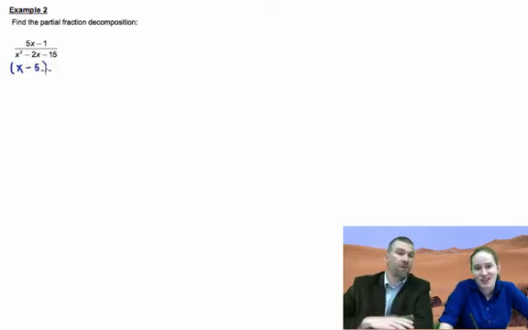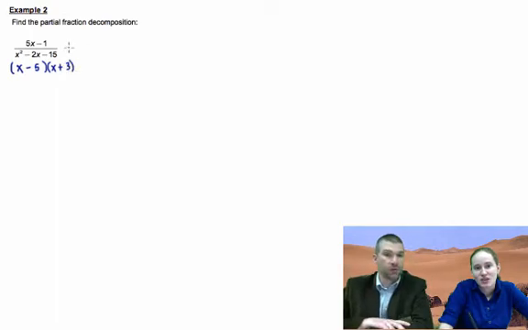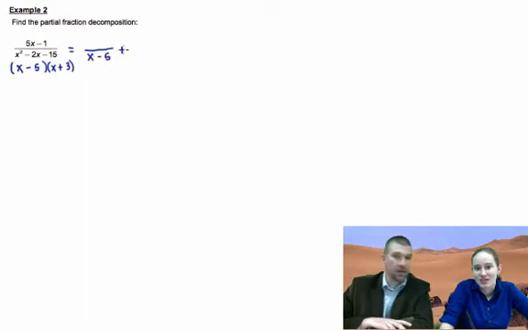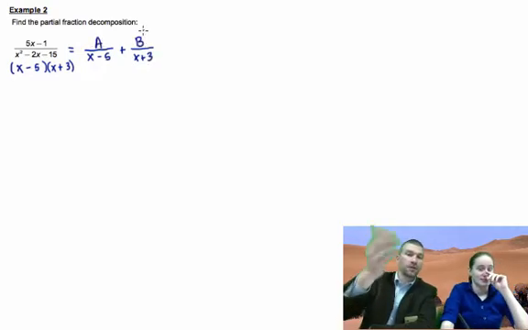So that's going to be 5 and 3. Negative 5 plus positive 3 gets me negative 2. Okay, so what we're going to do is we're going to use those as our denominators. And then on top, since they're both linear, we're going to put A and B. That's all there is to that setup.